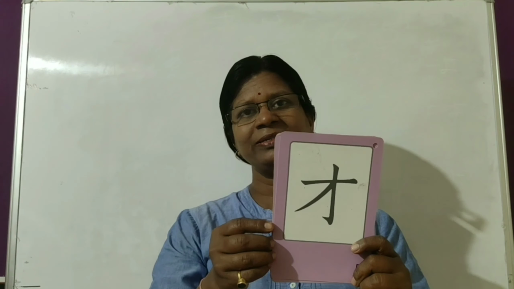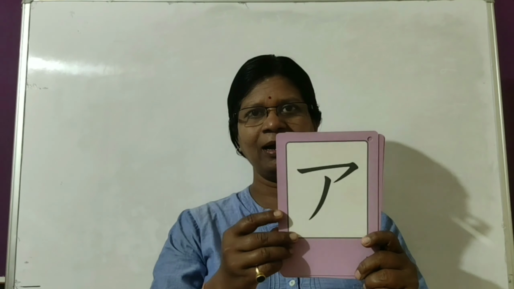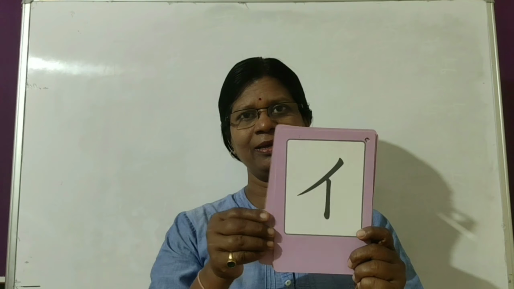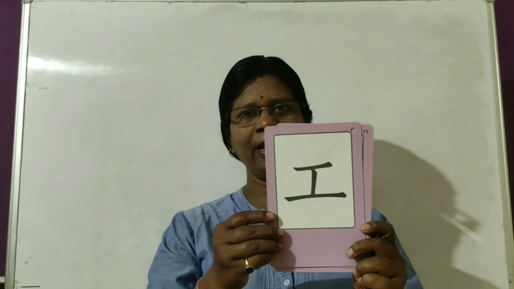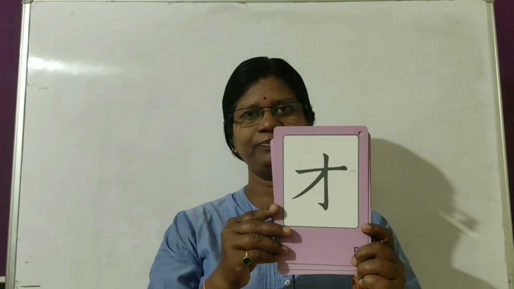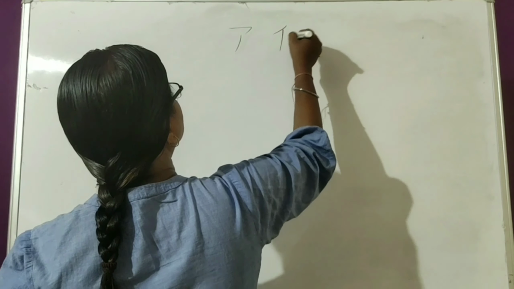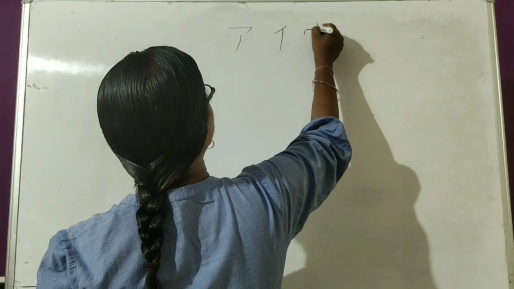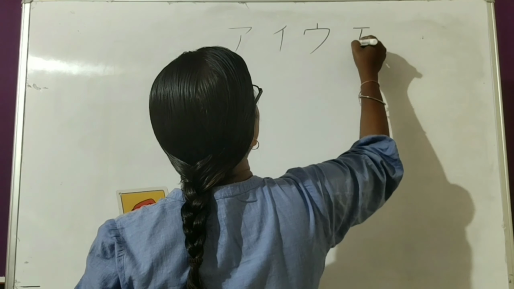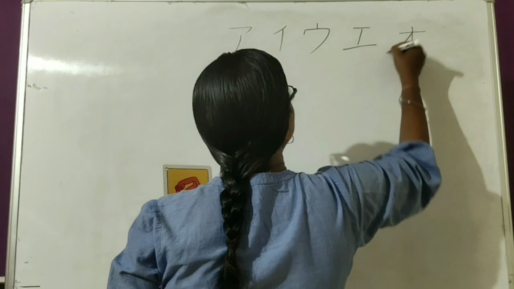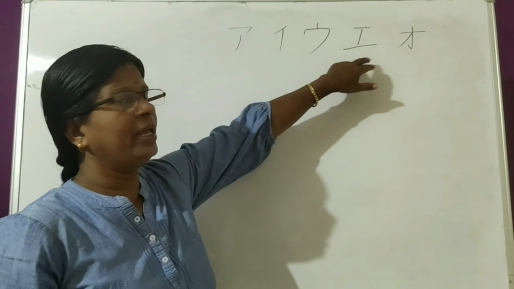Look at here and say A, E, U, A, O. Okay. The pronunciation in hiragana and katakana both are same. Let's start how to write katakana.